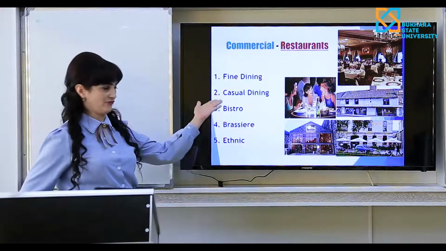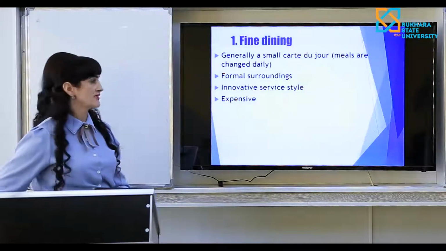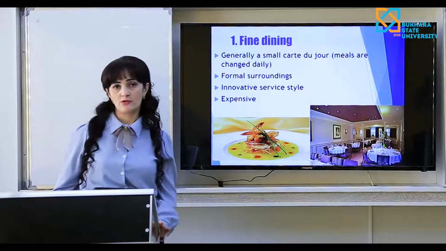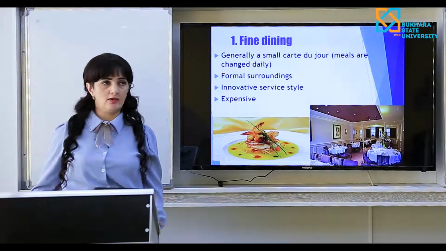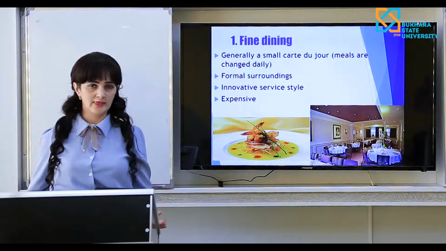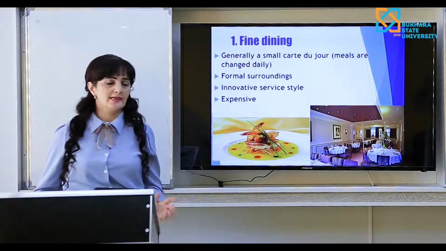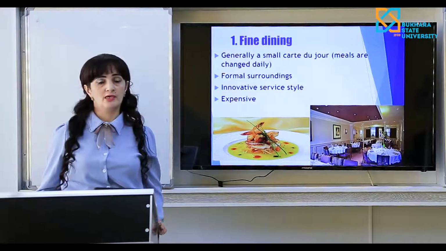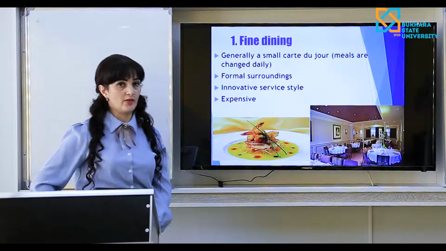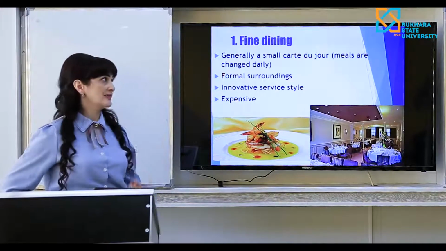The first one is fine dining restaurants, then casual restaurants, bistros, brasseries, and ethnic restaurants. Let's see these restaurants separately. The first one is fine dining restaurants. Fine dining restaurants offer an upscale setting. This type of restaurant is also called a formal restaurant because it offers a formal ambience, a formal environment. And only rich people can afford this kind of restaurant. You can see a carte du jour menu in fine dining restaurants, where a customer may have a particular meal for a particular day.